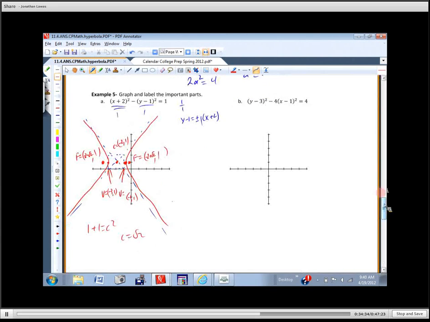Don't we need to label the transverse axis? You don't have to. Okay, there are parts that help you figure out where to put stuff. Like these are all on the transverse axis, so they all have a y coordinate of 1 because it's a horizontal transverse axis. If you want to label it, you can. Okay. All right. Go ahead and do B.